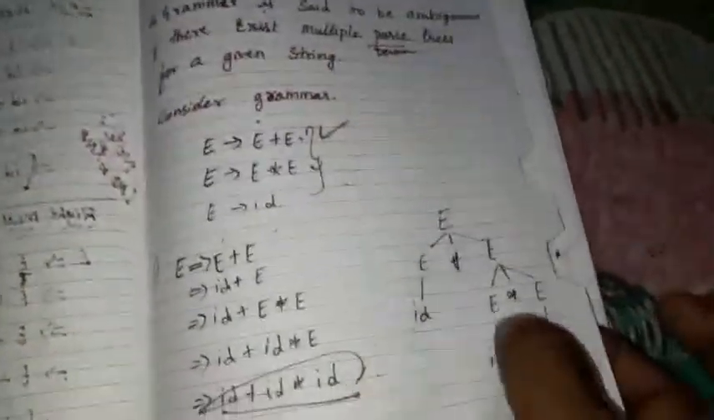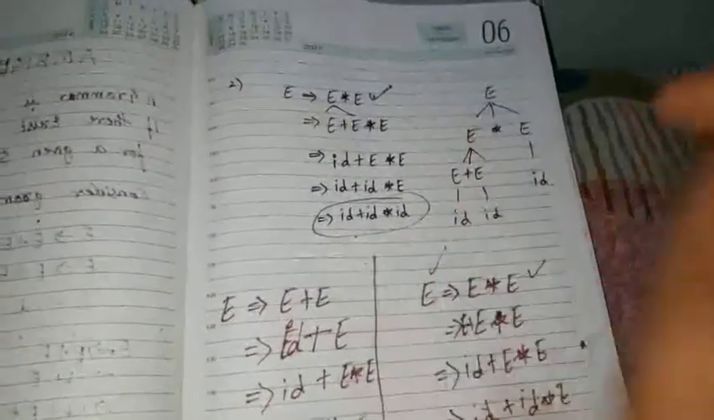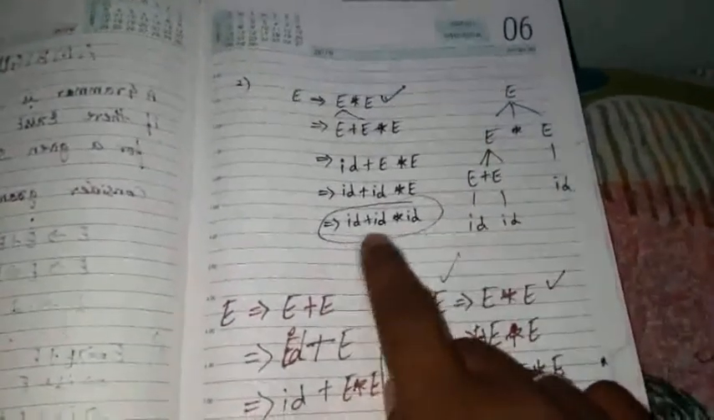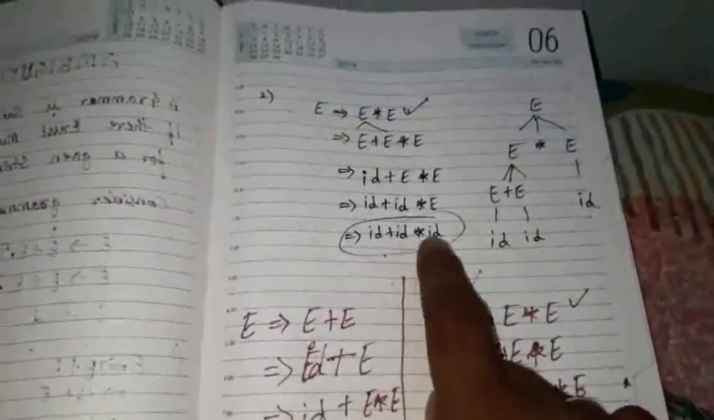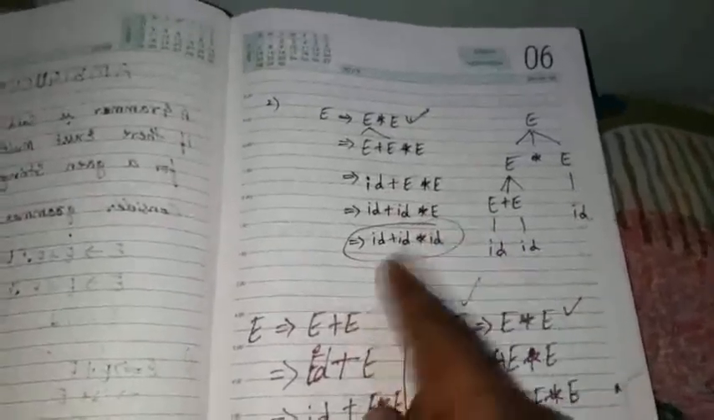This is different and this is different, but the string obtained is same. That's why we say the grammar is ambiguous.